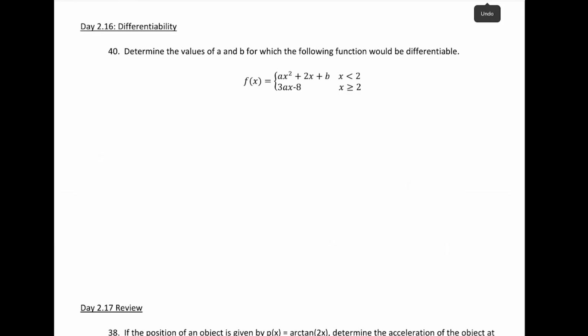Number 40, determine the values of a and b for which the following function would be differentiable. This is a question, or at least one similar to this, that gave a lot of students a lot of problems on the last test. And I think it was because they maybe didn't make the connection that being differentiable implies that the function is continuous.